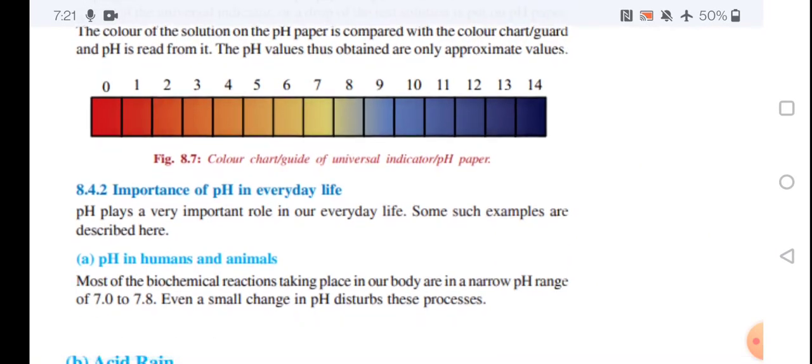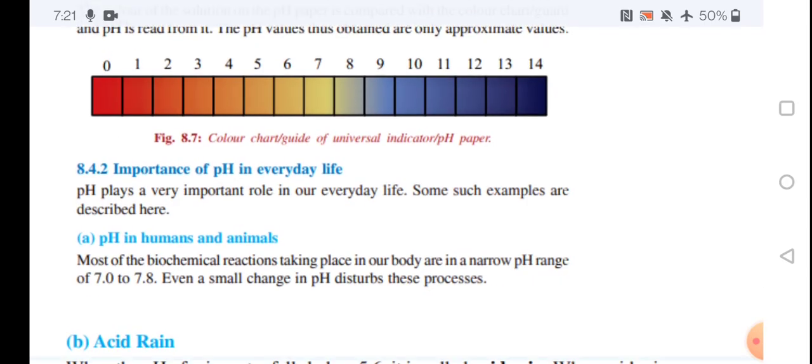So, today's last topic is the importance of pH in everyday life. This pH plays an important role in human life.